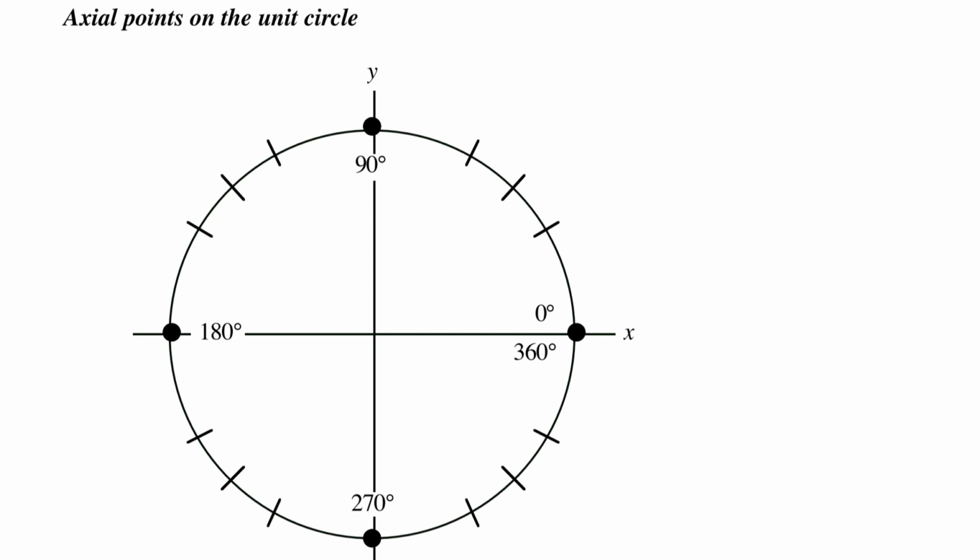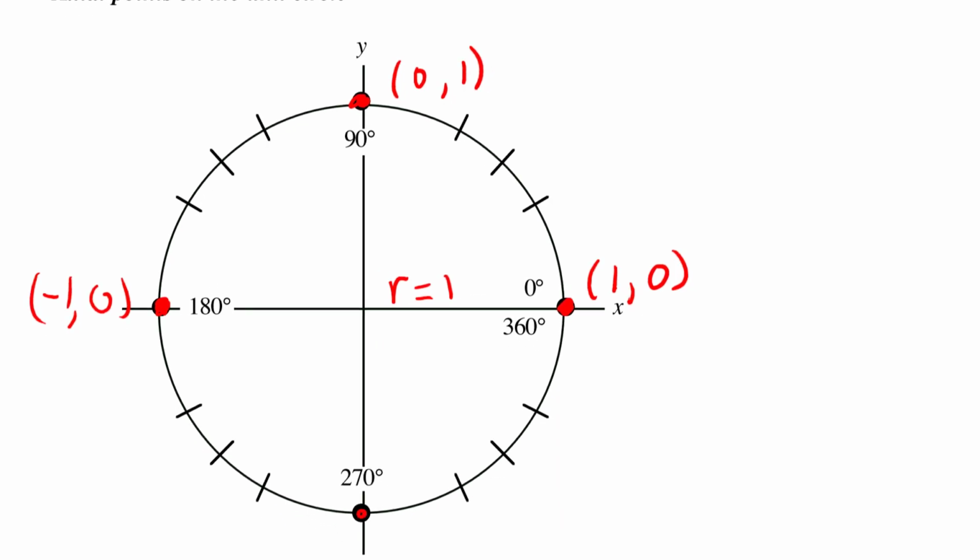But first of all, let's take a look at the actual ordered pairs at each of these axial points on the x-axis and the y-axis, keeping in mind that the radius is 1 because it's a unit circle. So on the far right x-axis, the point is (1, 0). And on the y-axis, it's (0, 1). On the negative x-axis, it's (-1, 0). And on the negative y-axis at 270 degrees, the point is (0, -1).